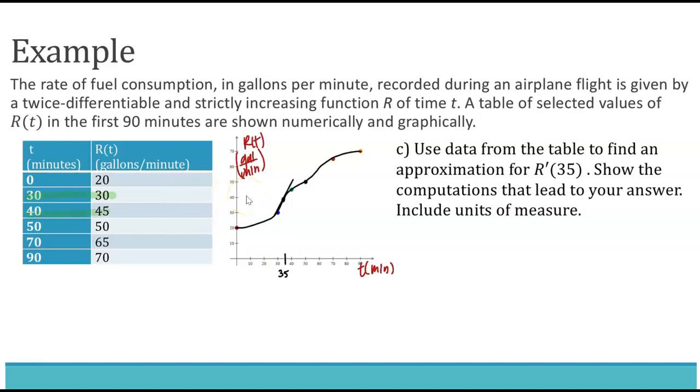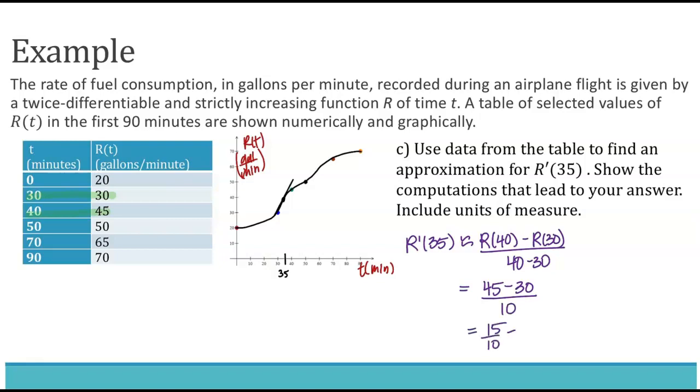And we're going to say that r prime of 35 is approximately r of 40 minus r of 30 over 40 minus 30. So the slope of a tangent line is approximately the slope of a secant line. And we know these values are 45 minus 30 over 10, or 15 over 10, or 1.5.